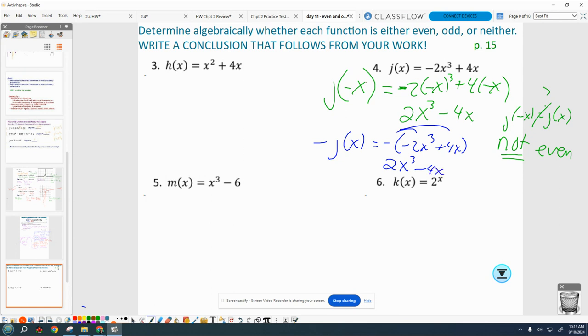Does j of negative x equal negative j of x? Is that true? Luca, is that true? So j of negative x is 2x cubed minus 4x. That does not equal, it does equal? So Eric, what is the conclusion because those two things are equal? Odd.